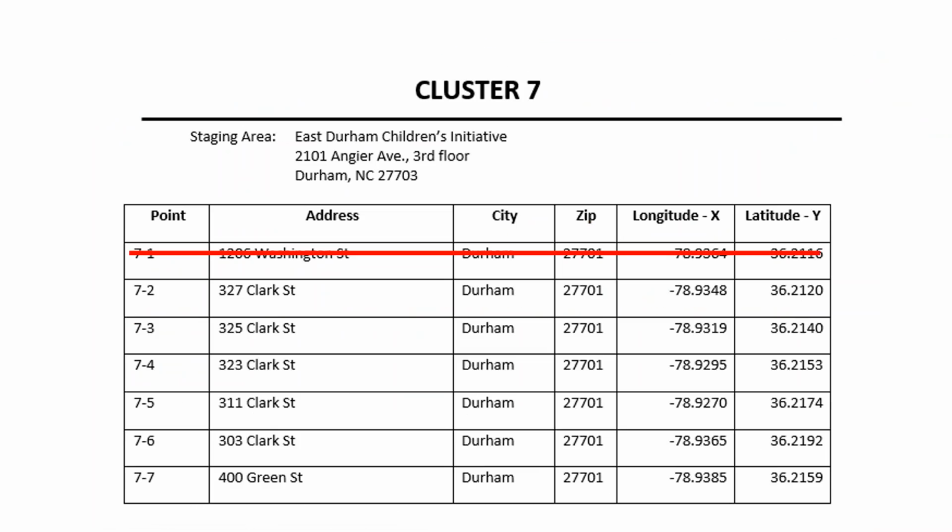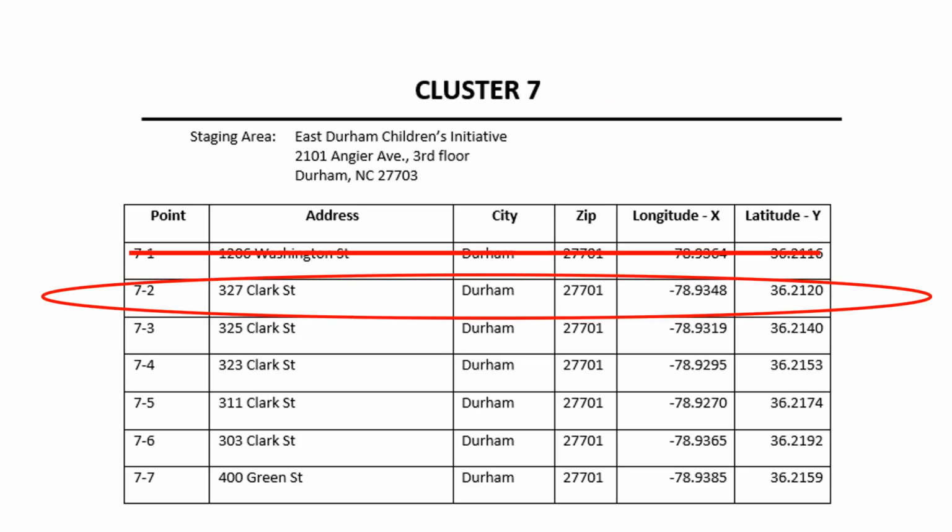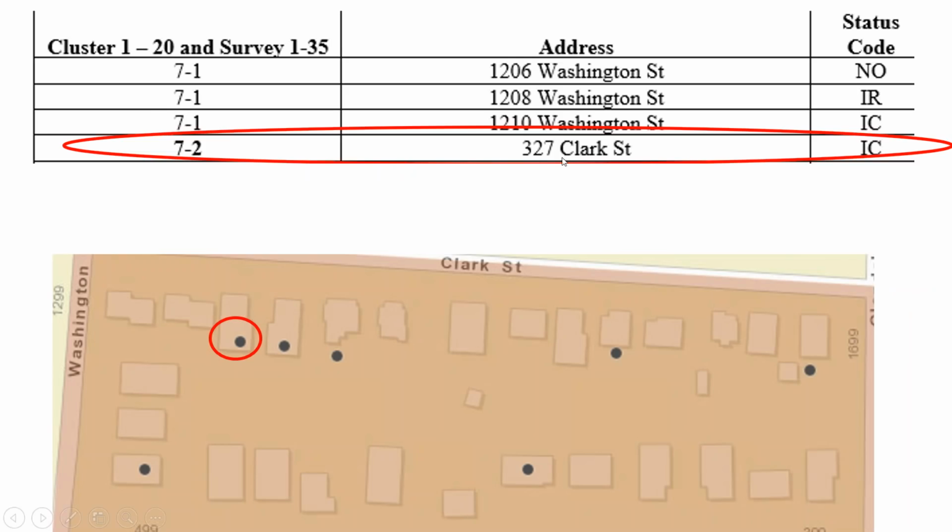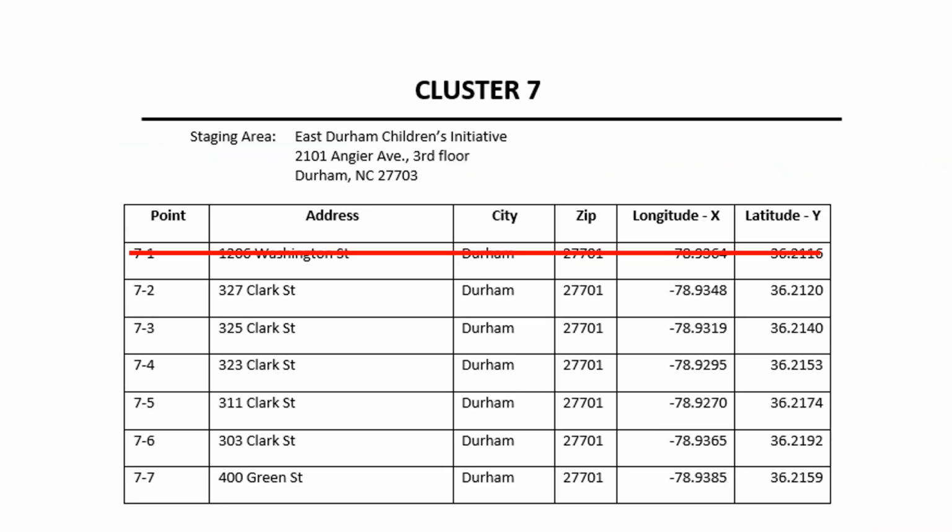Okay, so you'd go back to your address list, you would cross that off, and then you're going to go to the next address, which is 327 Clark Street. So you're going to write this down. You're going to put 7-2, 327 Clark Street. And you got lucky on this one. This household wants to participate. So you write down interview completed. You go back to your point list, you cross that off, and you see now that the next address you should visit is 325 Clark Street.